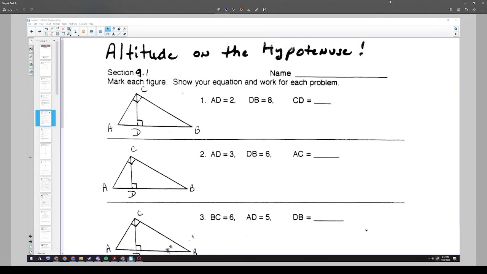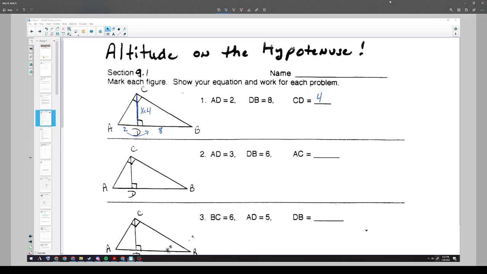Okay, so we're going to mark these things on the figure. So AD is 2, DB is 8. That means we know the hypotenuse, so we're probably using the leg version of the theorem, not the altitude version. And it says CD. Oh, I was absolutely wrong. We're finding CD, which is going to be the geometric mean of those 2 parts of the hypotenuse. So to get from 2 to 8, I need to multiply by 2 and then 2 again. So in this case, CD is going to be 4.